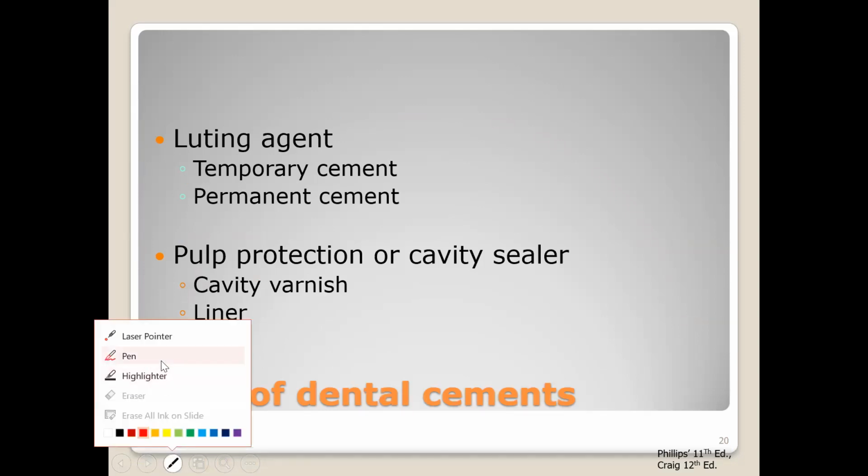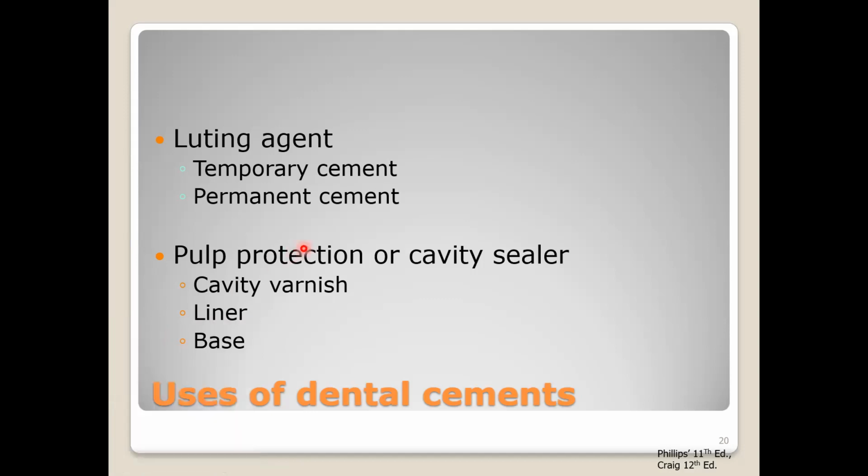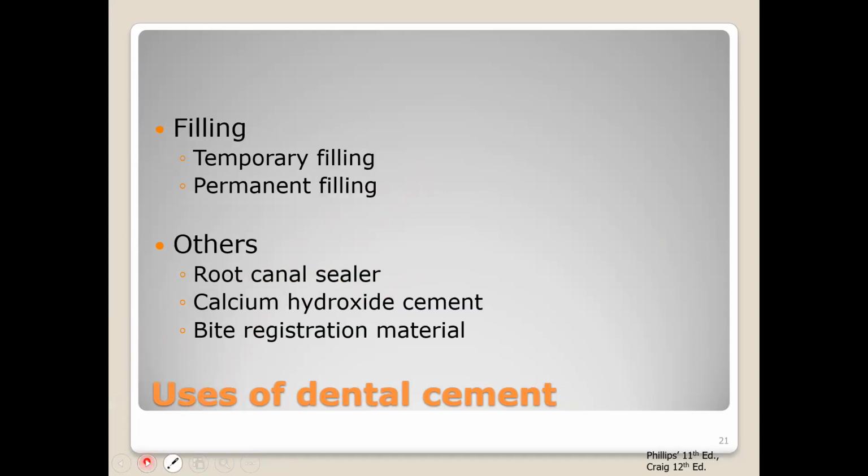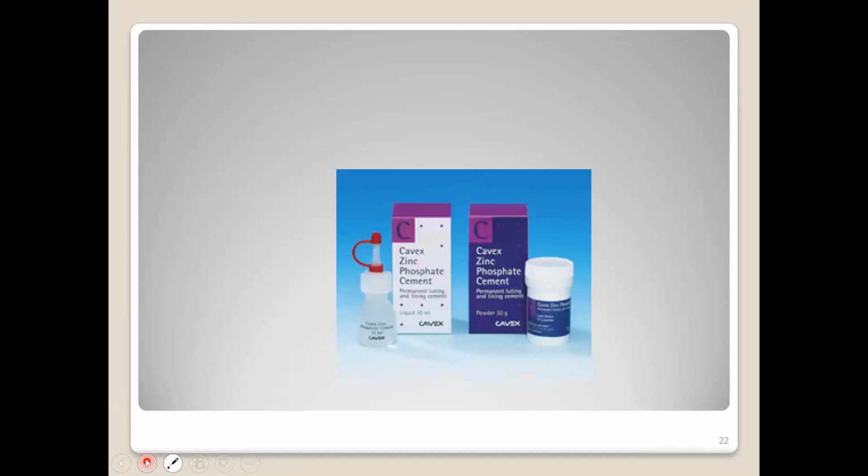Then we have luting cements, which can again be temporary and permanent. Then you have pulp protecting or cavity sealers, cavity varnishes, liners, and bases. Then as restorative material, again, depending on the time for which it is intended to give clinical service, it will be temporary or permanent. Other uses are as a root canal sealer, calcium hydroxide based cement, and as a bite registration material.